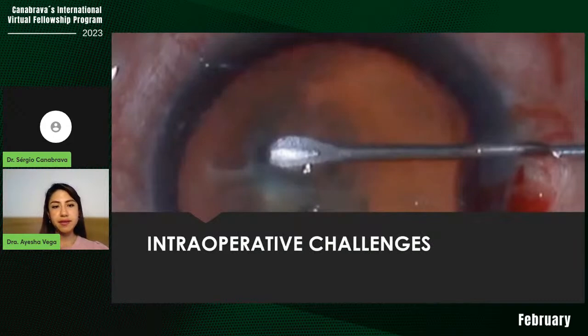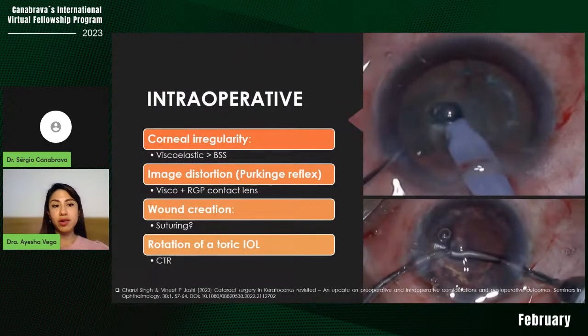And the last thing we need to know is that there are also other challenges, especially intraoperative. Because of the corneal irregularity, viscoelastic is going to work much better than BSS, because of the image distortion and the distortion of the red reflex. In these images, you can see the distortion of the aspiration and irrigation cannulas, and also of the phaco probe. For these issues, it is recommended to use viscoelastic. Also, some studies have shown better results with rigid gas permeable contact lenses, which works much better for the surgeon.